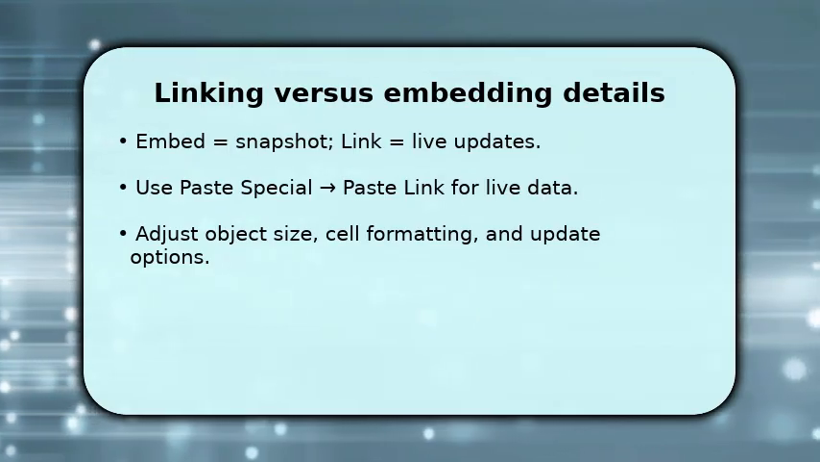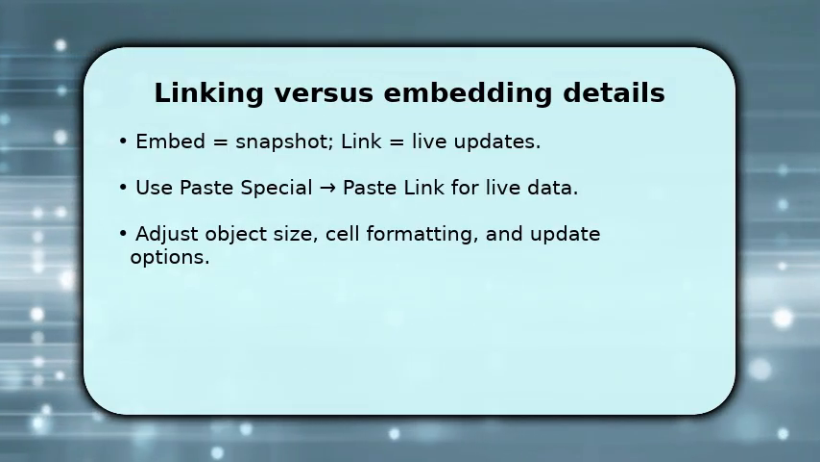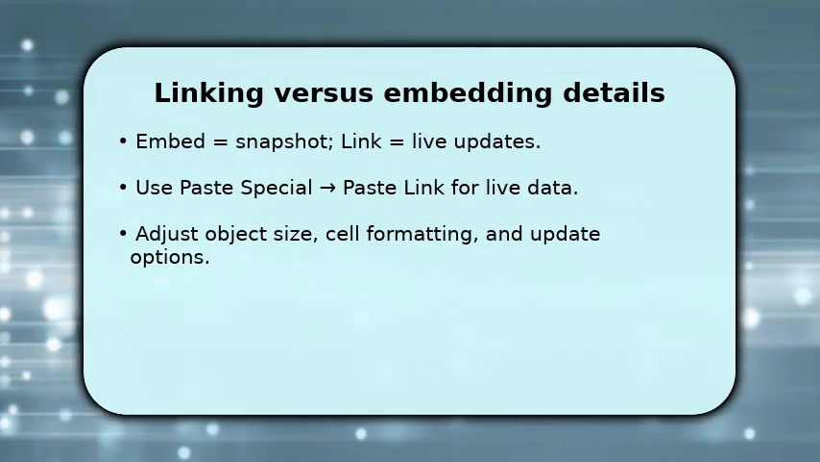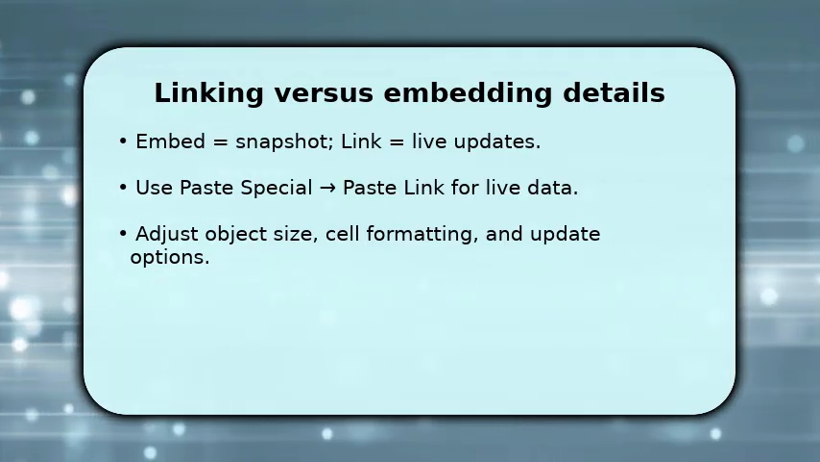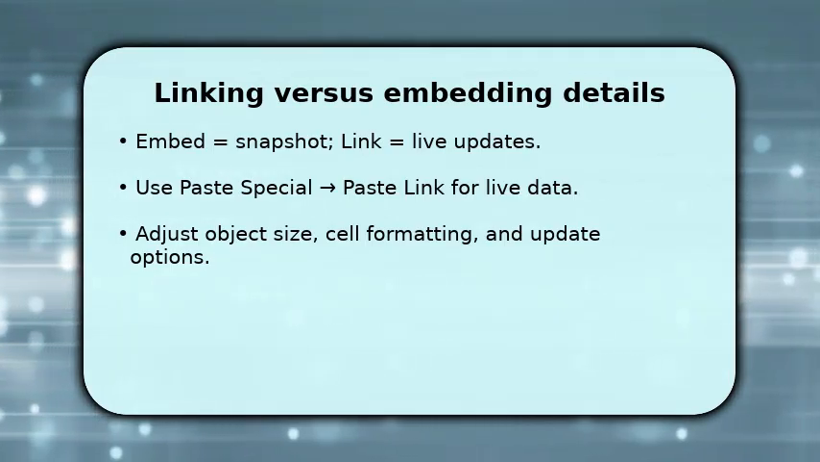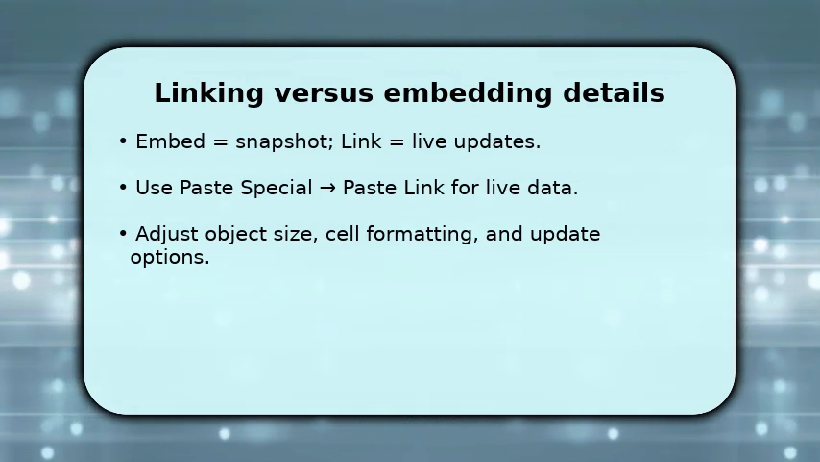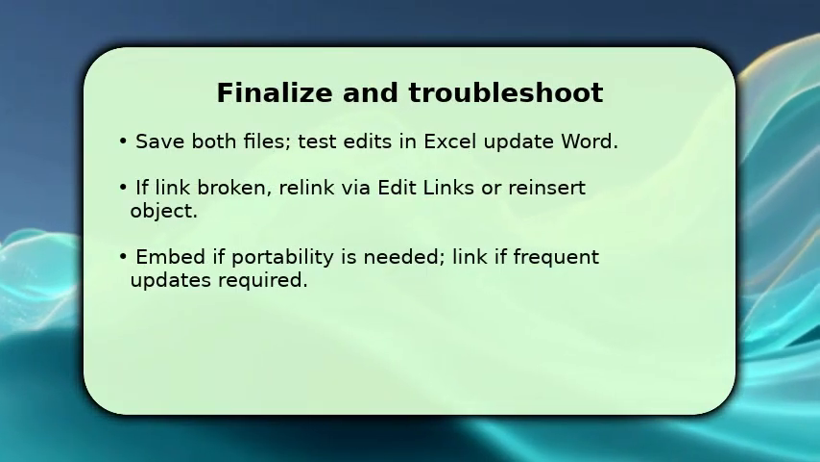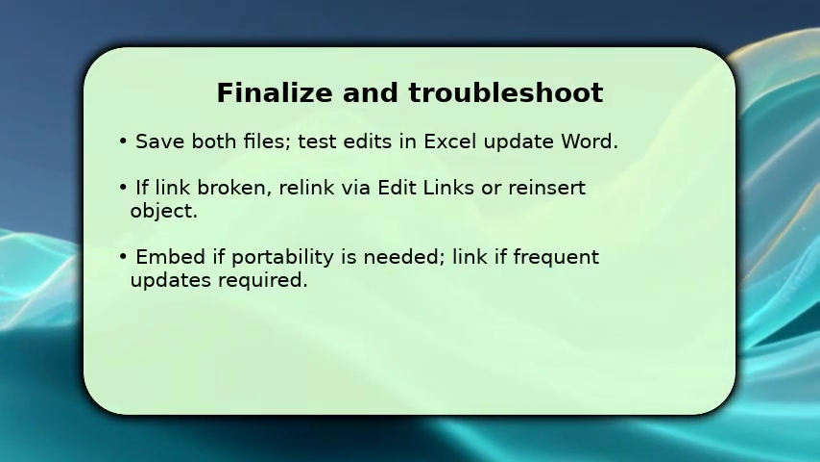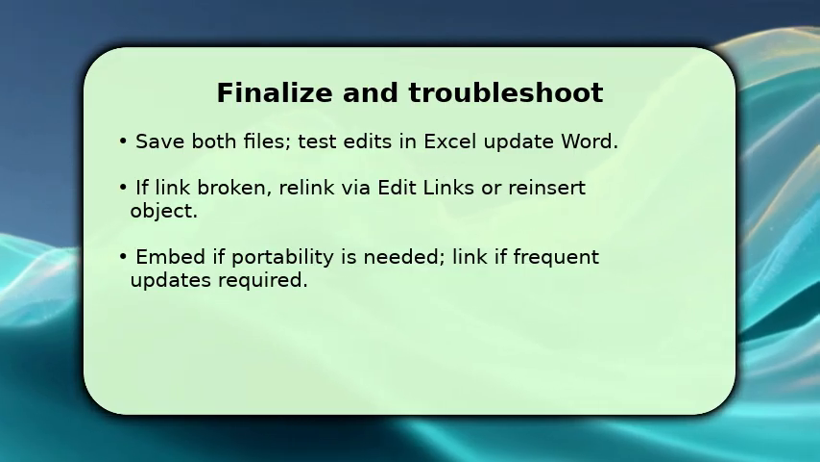Once pasted, resize and format the object, right-click to access Worksheet Object > Edit to adjust appearance. Make sure update settings are set to automatic. If you expect Excel changes, finish by saving both files and testing the behavior. Change a cell in Excel, then reopen Word or update links to confirm the change.